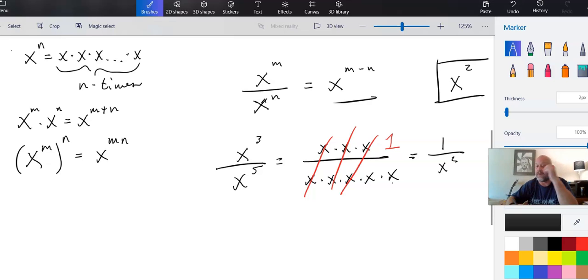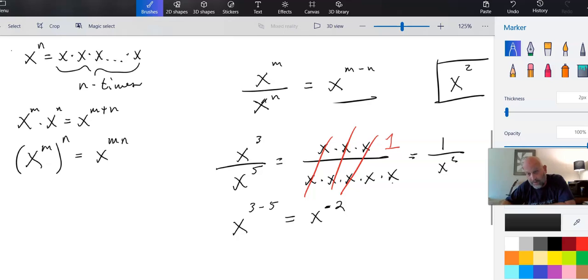Now, notice too, if I went ahead and used the subtraction, I have x to the 3 minus 5, which is x to the negative 2 power. Now, we haven't talked about negative exponents. We're going to talk about them here shortly. I have a couple more rules to play around with. But yeah, this actually does generate a negative exponent.